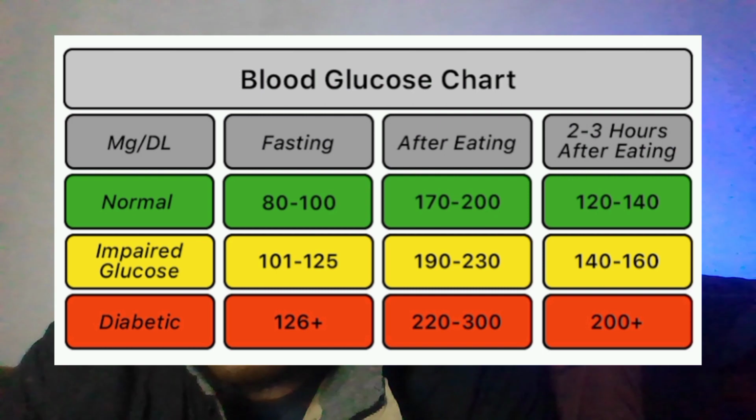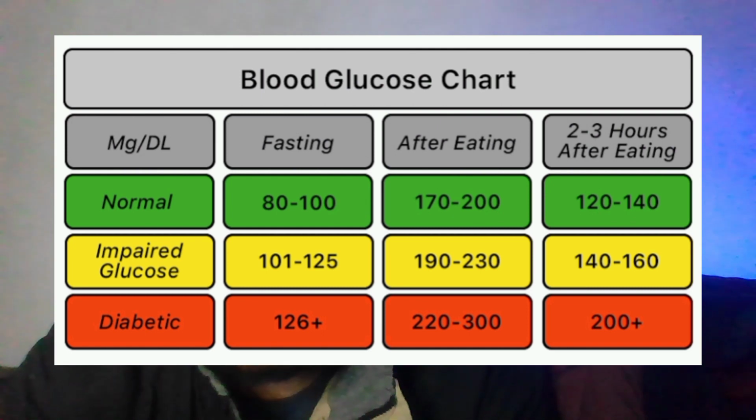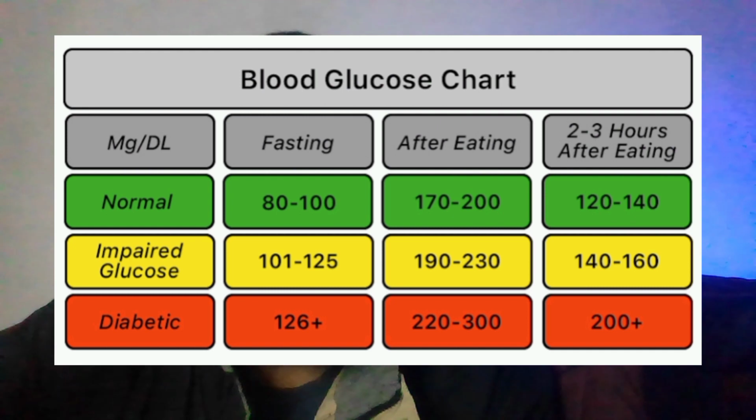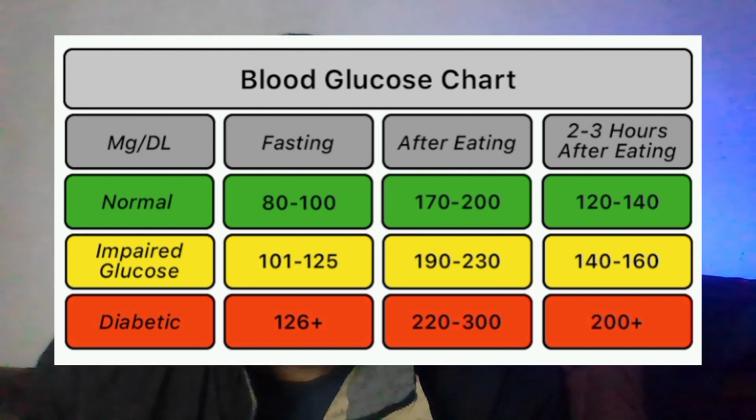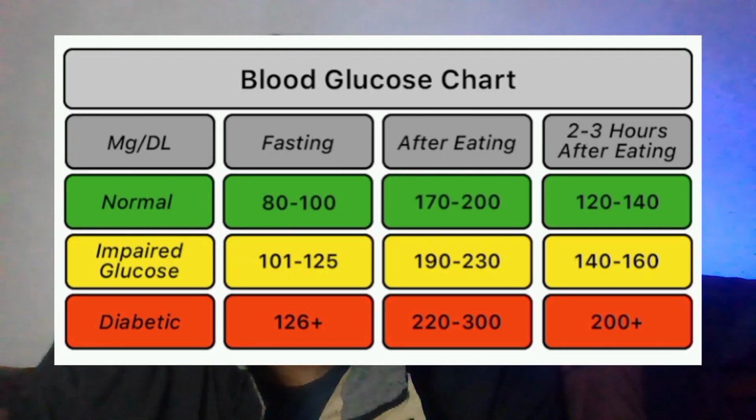If they are pregnant and you monitor their blood sugar level, you will notice that the normal fasting blood sugar level should be around 80 to 100, whereas after eating, the sugar level should be around 170 to 200. Two or three hours after eating, it's going to drop down to 120 to 140. You understand? The level of the sugar is going to drop down.